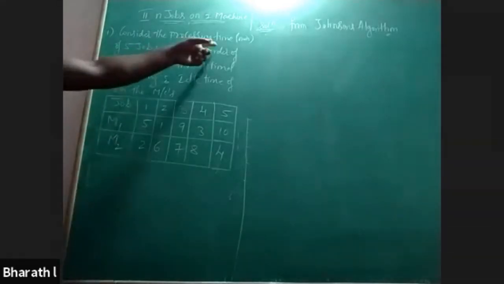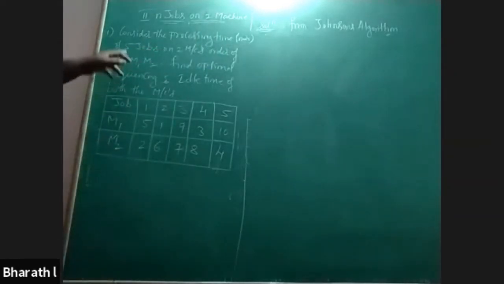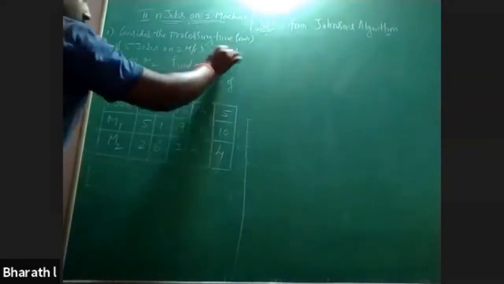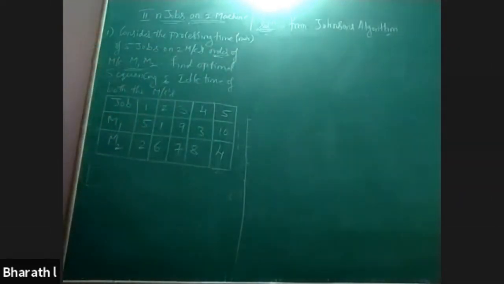Let us solve a problem on n jobs on two machines. Consider the processing time in minutes of 5 jobs on two machines and the order of the machines, which is given as M1, M2. We need to find the optimal sequencing and idle time for both machines.